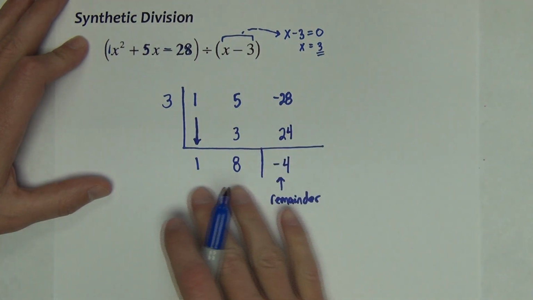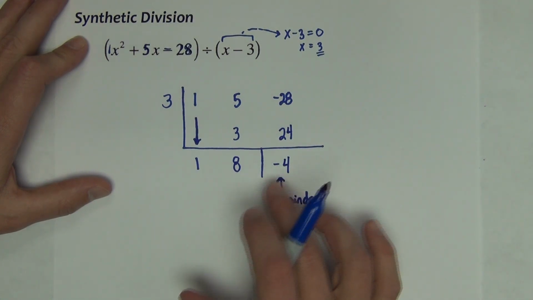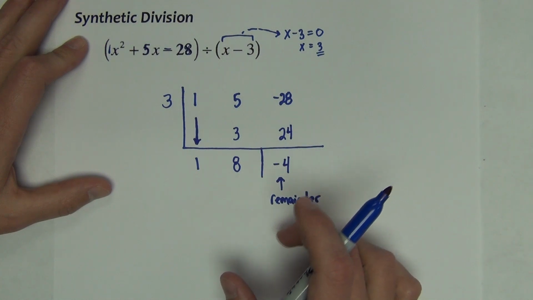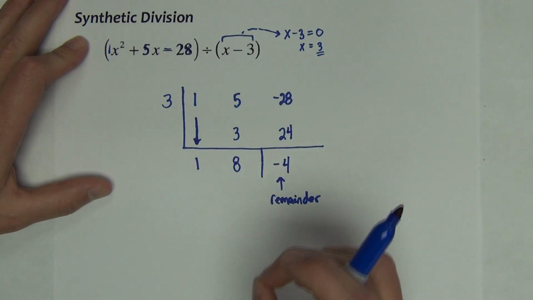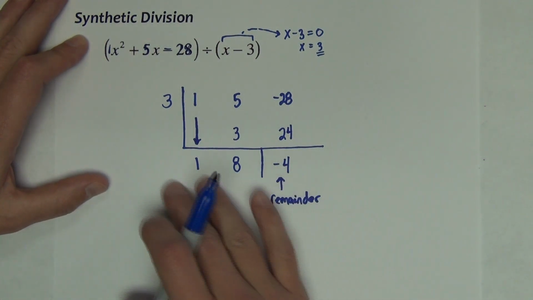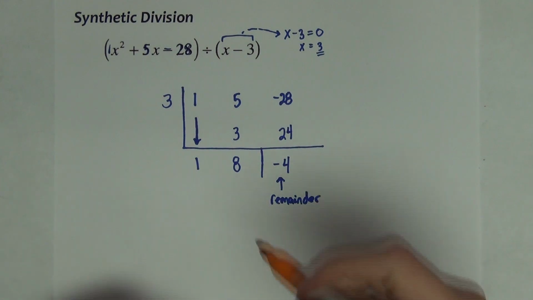Okay. Now look at the numbers that we have here, the 1, the 8, and the negative 4, and look at the numbers we had in the long division. As far as the coefficient goes, it was 1x and 8, and the negative 4 was the remainder there too. It's the same numbers. What we have to do now is add the x's back in. So here's how we add the x's back in.